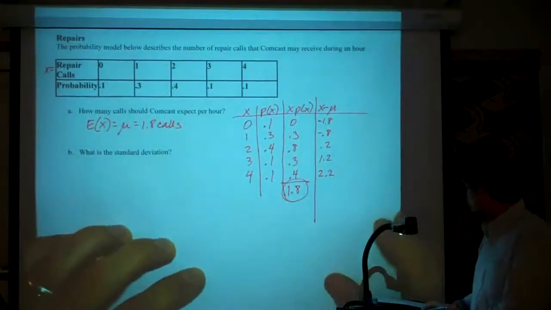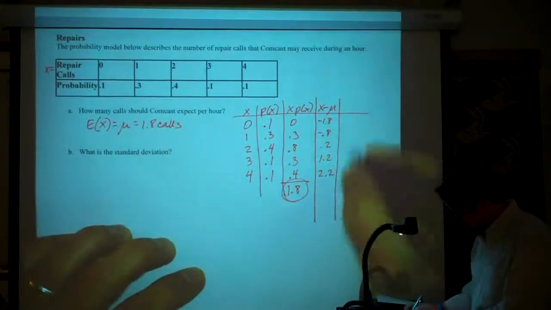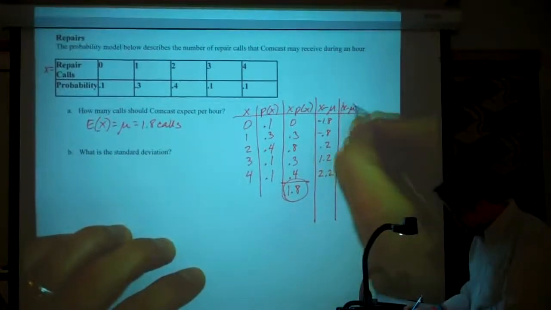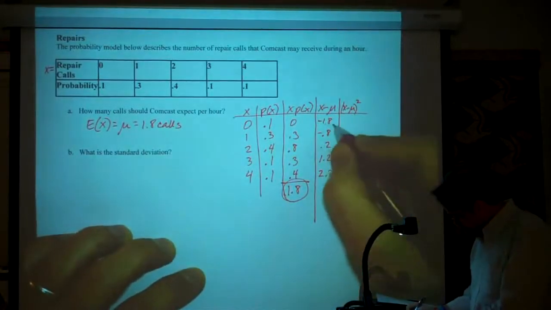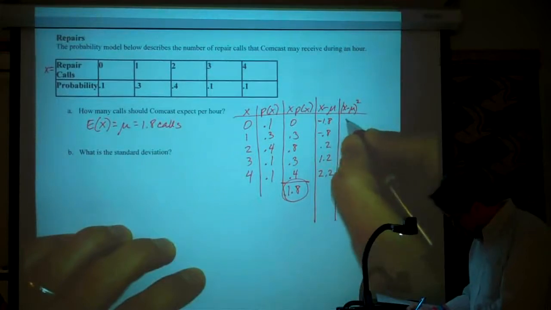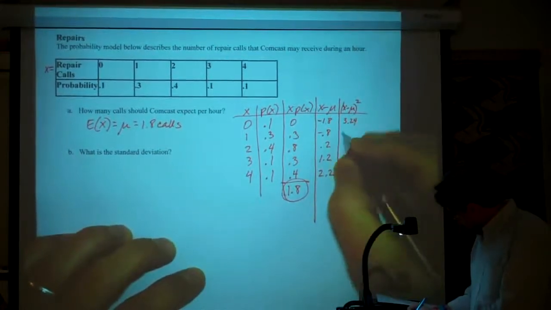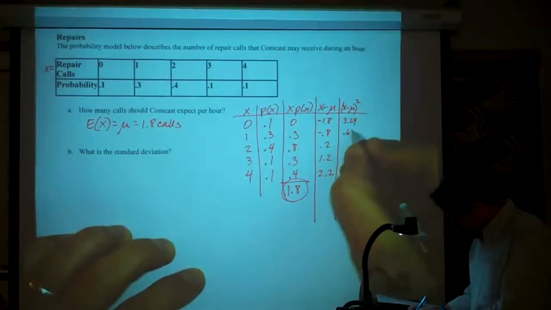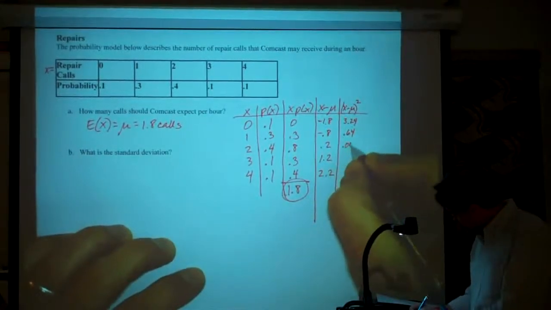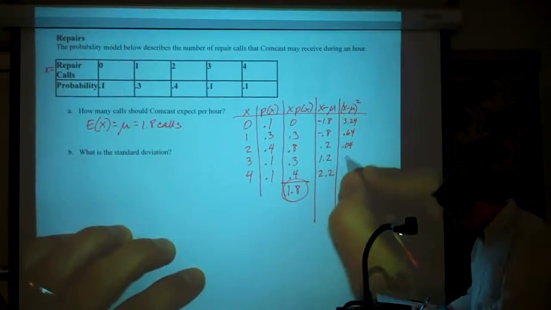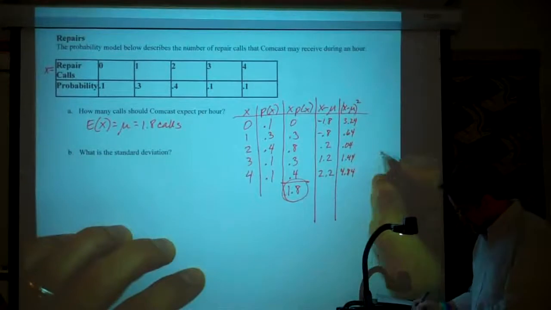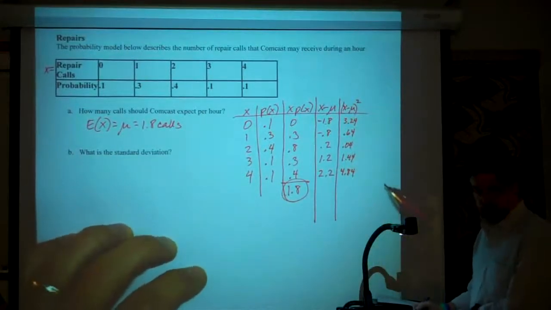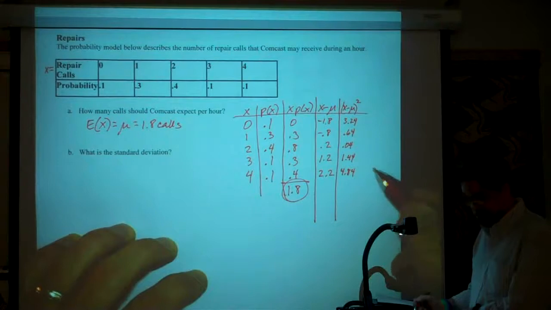And so now what I'm going to do is square these values. X minus mu squared. And let's see, 1.8 squared is 3.24. 0.8 squared is 0.64. 0.2 squared is 0.04. 1.2 squared is 1.44. And 2.2 squared is 4.84.